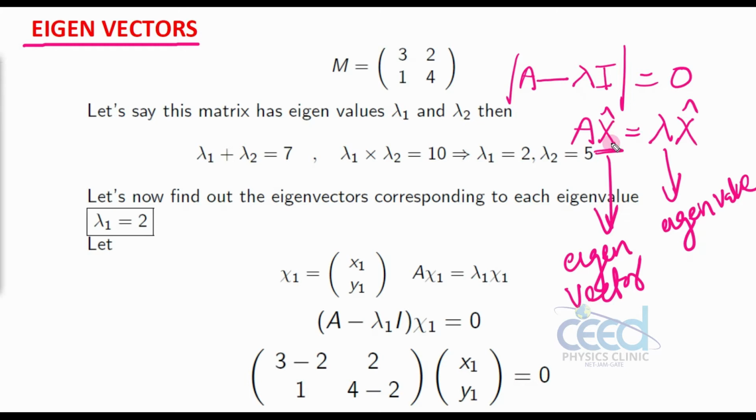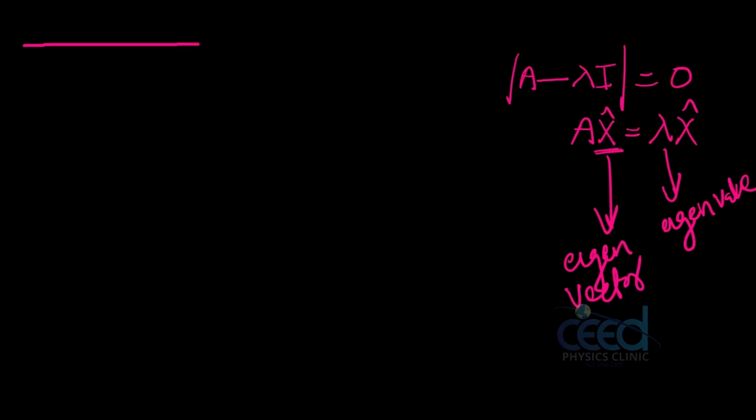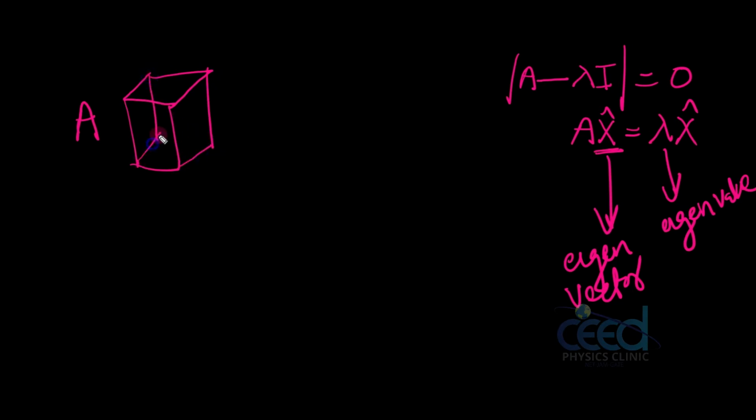So let us come to the blackboard. Suppose, imagine you have a cuboid. Suppose you have a matrix A, that is a matrix operator A, that is going to work on a cuboid. I am drawing a cuboid here. How can we define a cuboid? To define a cuboid, I need three vectors. One is A, other is B, and other is C.